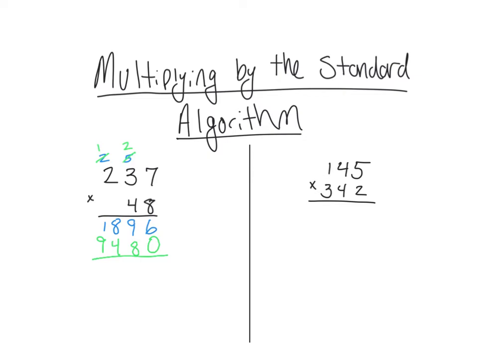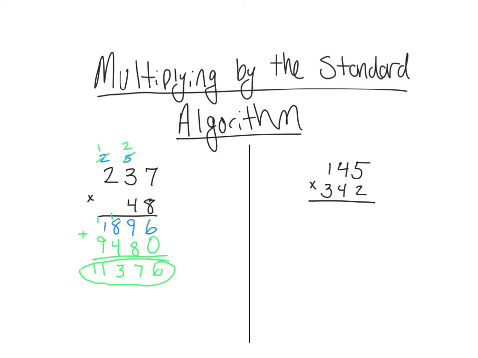Okay, now I have to add these two numbers together. So I'm going to do 6 plus 0 is 6, 9 plus 8 is 17, 1 plus 8 is 9, plus 4 is 13, and then 1 plus 1 is 2, plus 9 is 11. So my answer to 237 times 48 is 11,376.